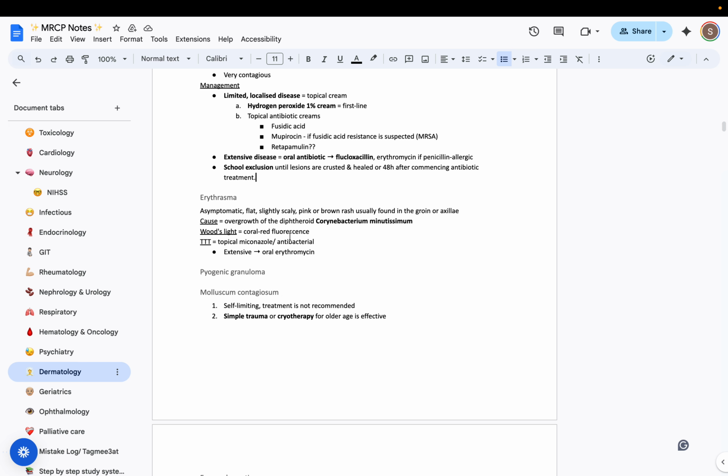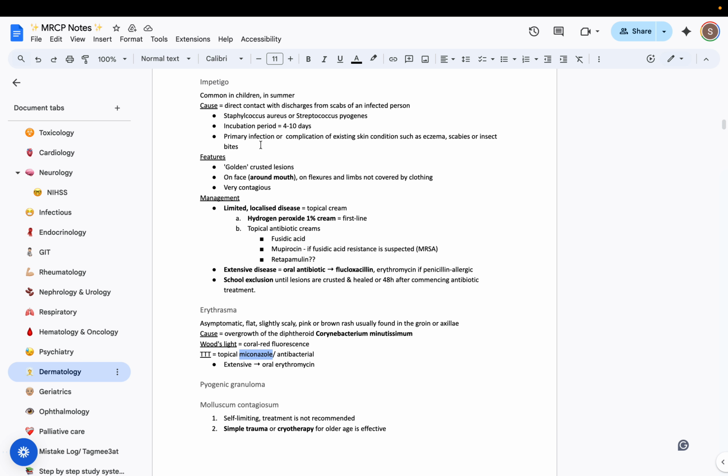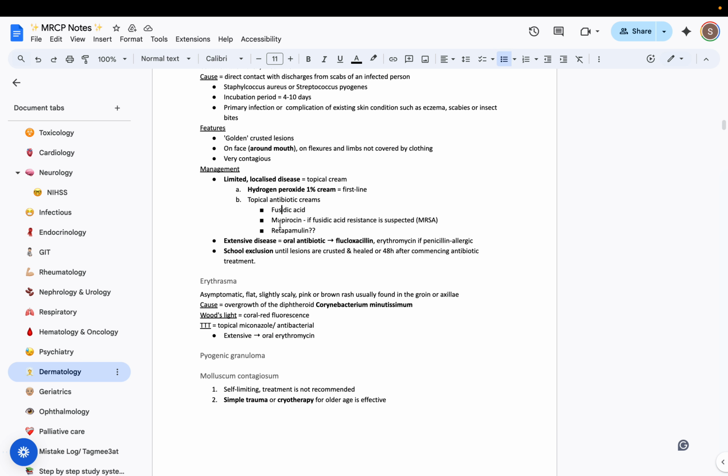It will have coral red fluorescence, and the treatment is with topical miconazole or antibacterial, and if it's extensive, we do oral erythromycin. So again, another disease treated by topical antibacterial. This time it's miconazole. For impetigo, it was fusidic acid or retapamulin or whatever.